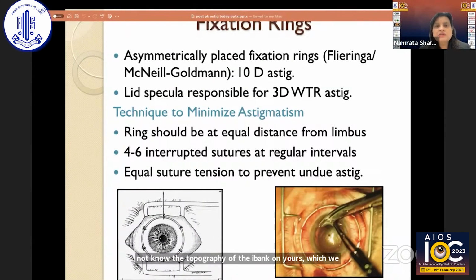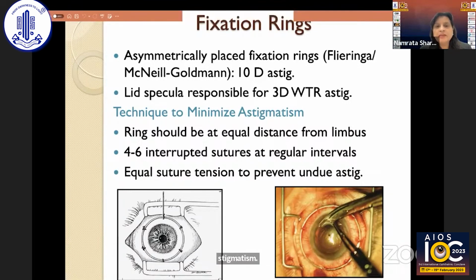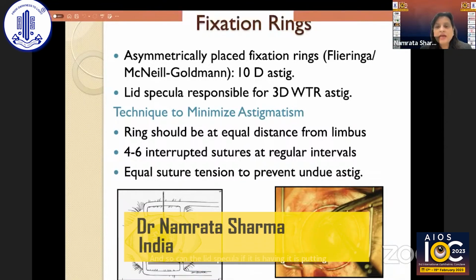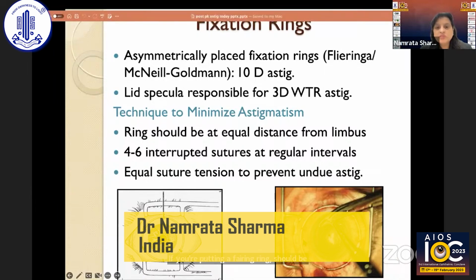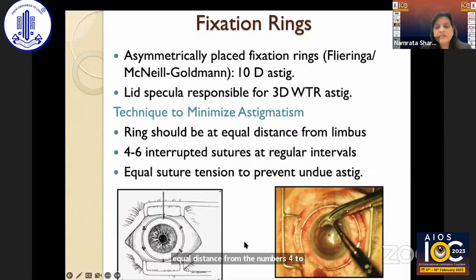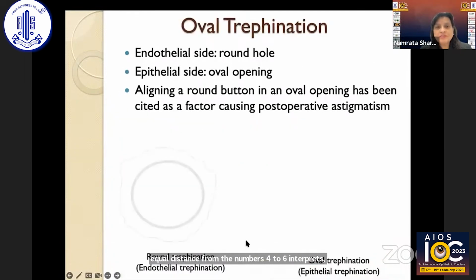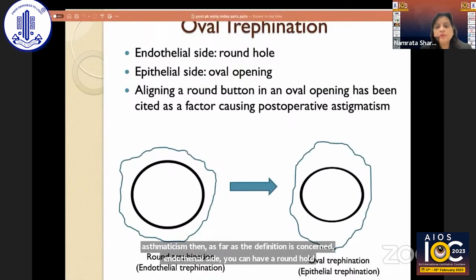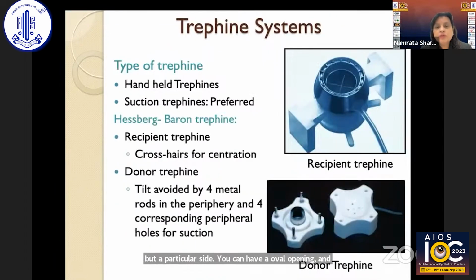Now, asymmetrically placed fixation rings, when we are doing the surgery, can induce astigmatism, and so can the lid specula if they are putting a pressure which is not symmetrical. The ring, if you're putting a Flieringa ring, should ideally be at an equal distance from the limbus. 4 to 6 interrupted sutures should be put at regular intervals, and equal suture tension should be there to prevent undue astigmatism. As far as trephination is concerned, on the endothelial side you can have a round hole, but on the epithelial side you can have an oval opening. And if the opening is not absolutely round, then again, this can lead to post-op astigmatism.